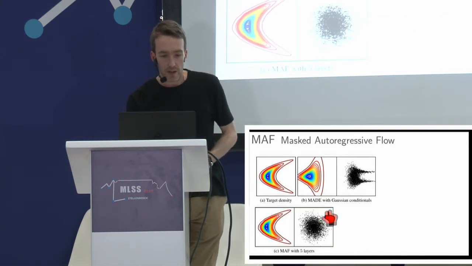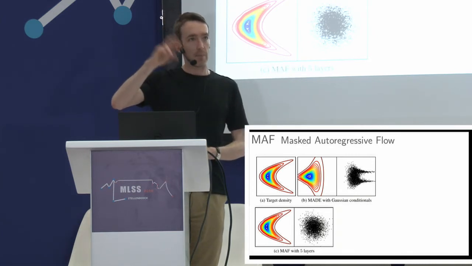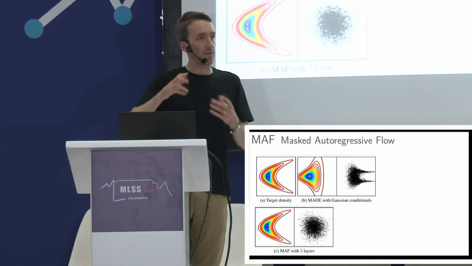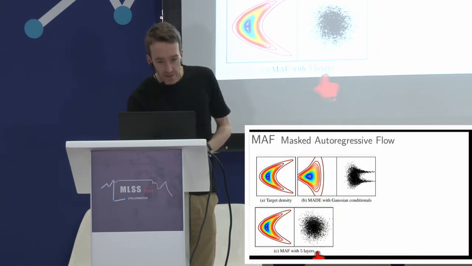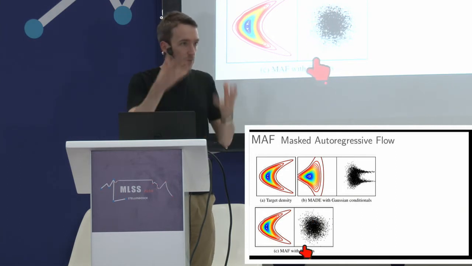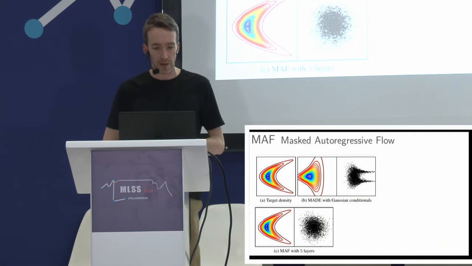So in this figure, we've got what's called a masked autoregressive flow. It's a flow which is created by taking a MADE model, so a model that we didn't think of as a flow, converting it into a flow and composing them. And if you stick five layers together, then you pass this model checking criterion and you get points that look like they come from a Gaussian.